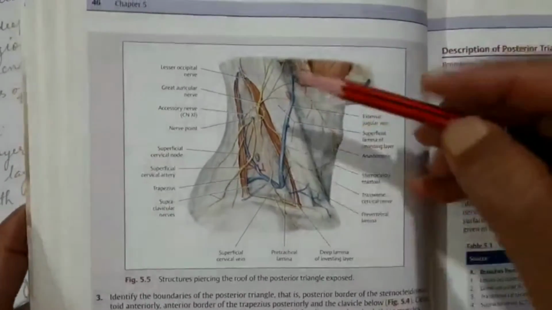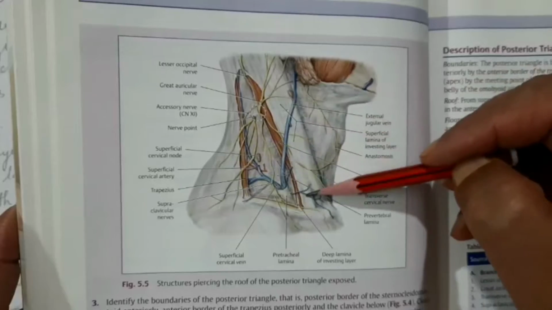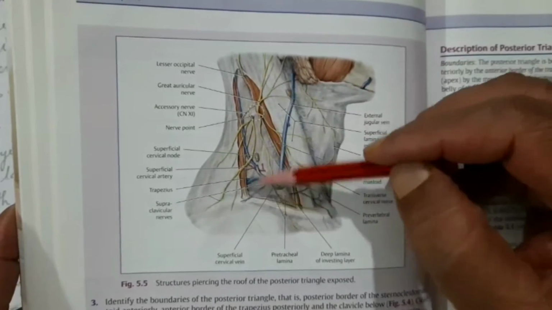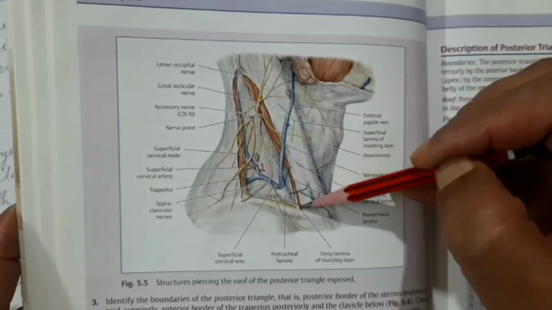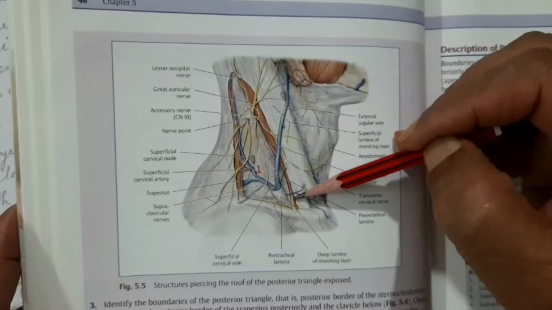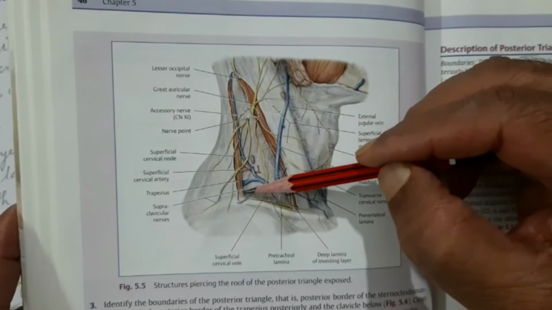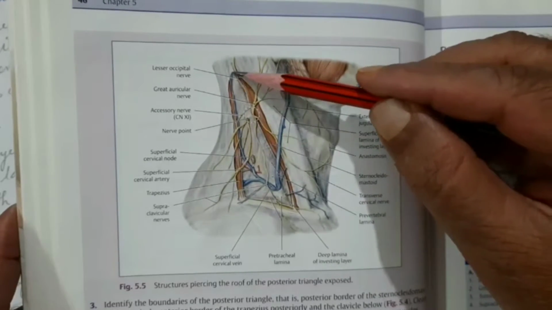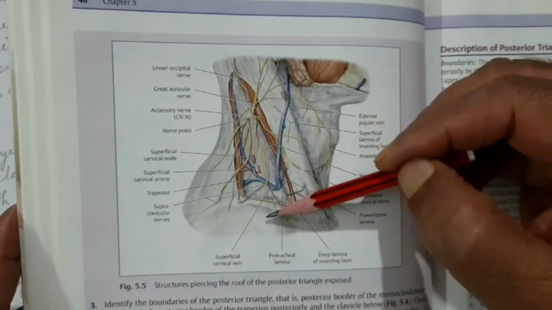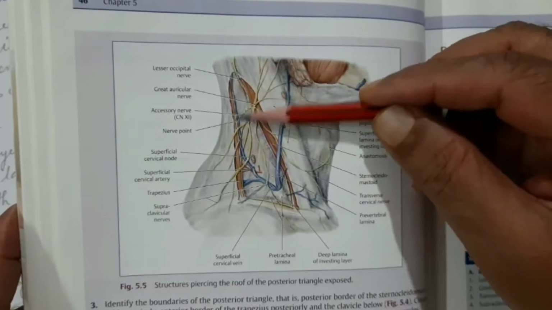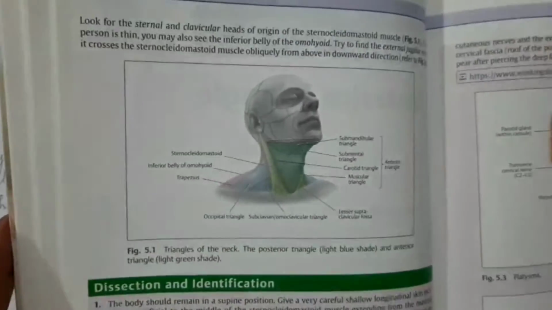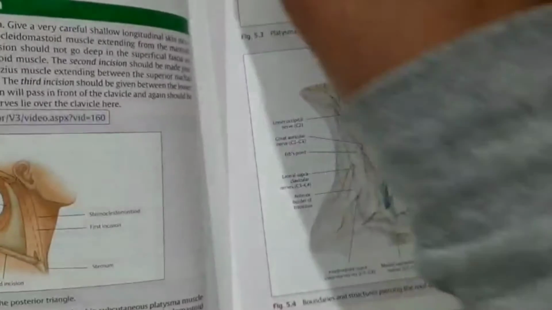This is the investing layer. We have cut the investing layer from the area of the posterior triangle. This is the posterior border of the sternocleidomastoid, the anterior border of the trapezius, and in between is the posterior triangle. So the roof, which was also formed by the general investing layer of the deep fascia, has been removed; it is intact in this diagram.